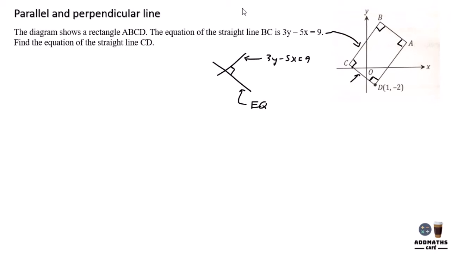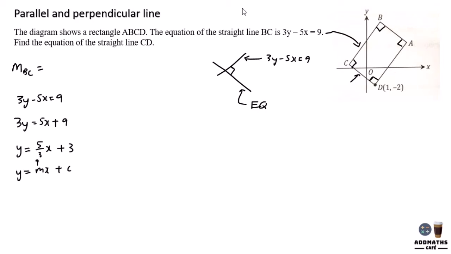So what we do is to find the gradient of line BC. The gradient of BC, from 3y minus 5x equal to 9. To find the gradient, let's bring all non-y terms to one side. You have this, and let y stand alone to make it y in terms of x. So you will have this, as we bring 3 over, 5 divided by 3 and 9 divided by 3. So in this case, y equal to mx plus c, your m will then equal 5 over 3.